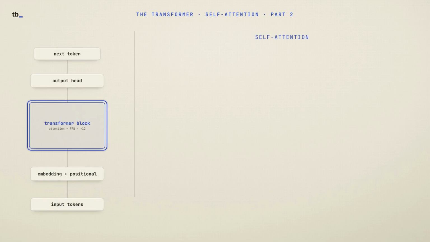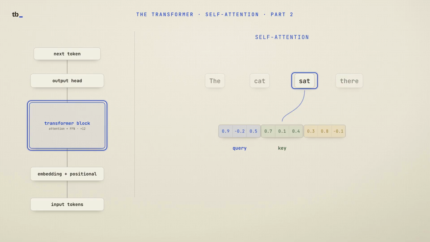Inside each block, the first step is self-attention. Every token looks at the others and decides which ones matter. To do that, each token is projected into three vectors: a query, a key, and a value. The query is what this token is looking for. Each key is what a token offers.